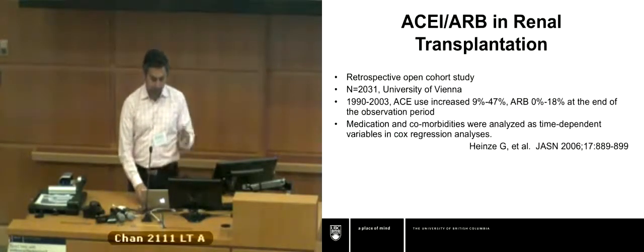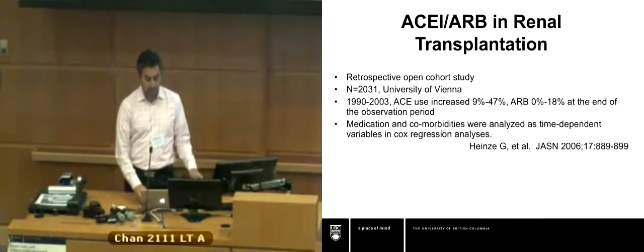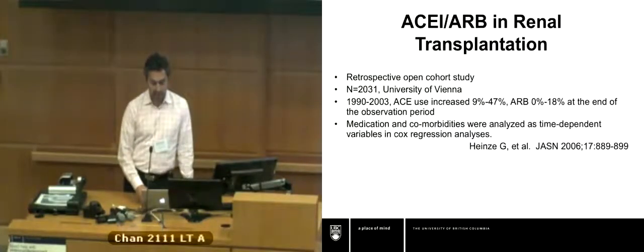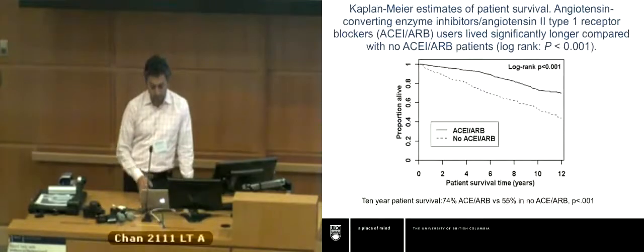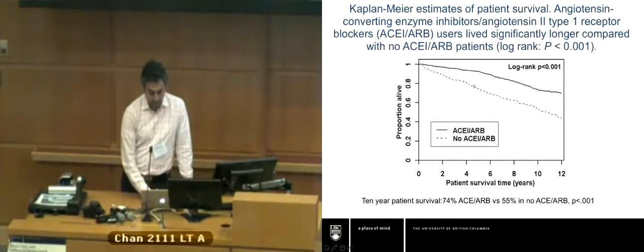And they tried to look at medications and other comorbidities to see if they could predict whether these patients who received ACEs and ARBs would derive benefit. What they showed in this, once again, retrospective study is that patients who received an ACE inhibitor or ARB were less likely to die compared to those who did not. So they concluded that ACE inhibitors reduce mortality by 26%, 74 compared to 55, so about a 19% absolute risk reduction over 10 years.